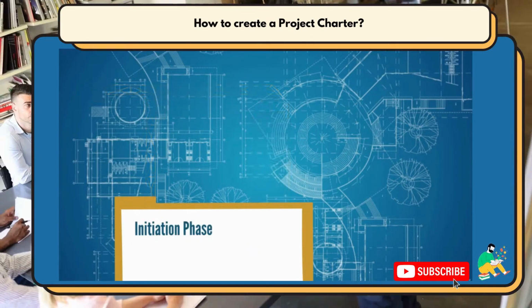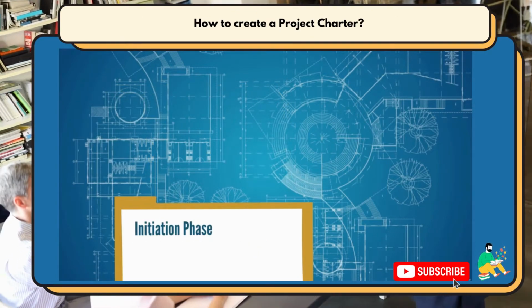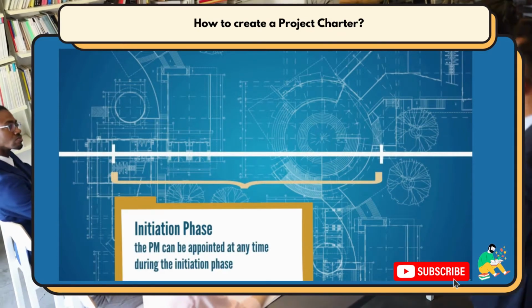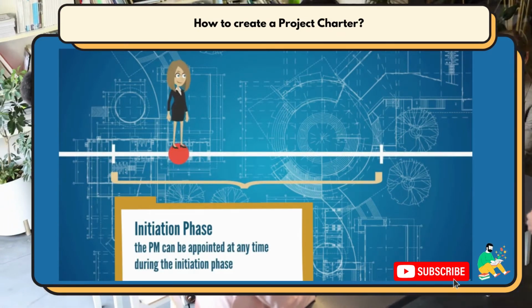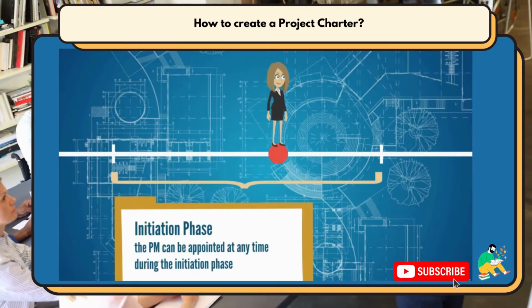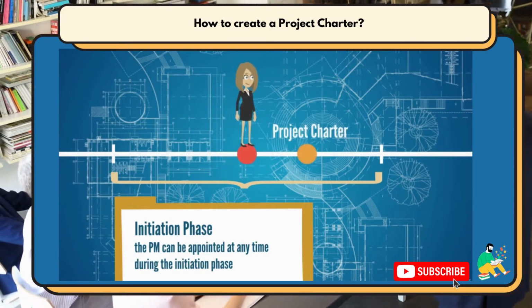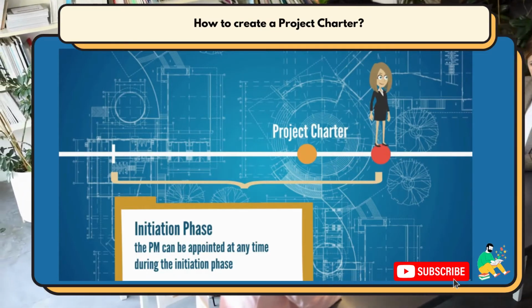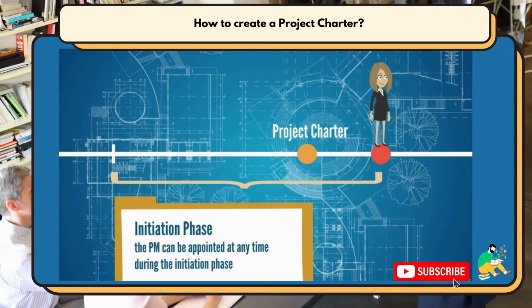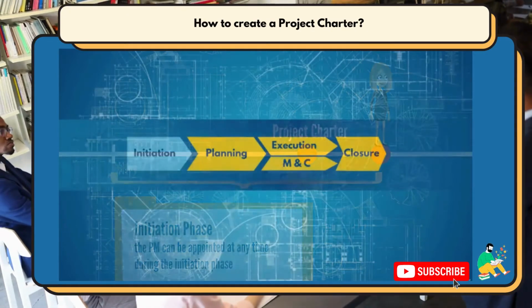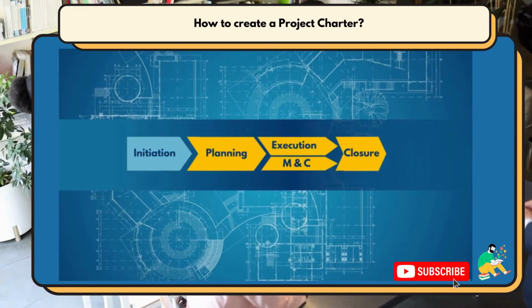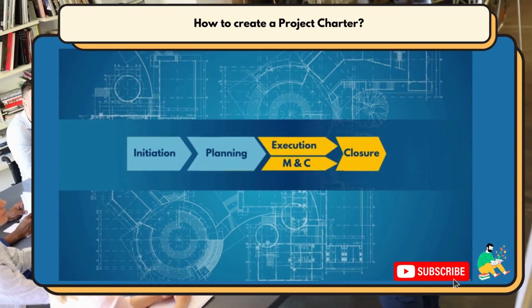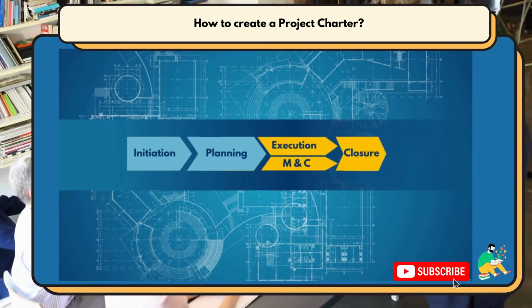One last thing to remember before we move on. The project manager can technically be appointed at any time during the initiation phase, even right at the end, after the charter has been written up. So don't take this as a definitive chronological order, but you can be sure that the project will not move to the planning phase until the project manager has gone over everything.